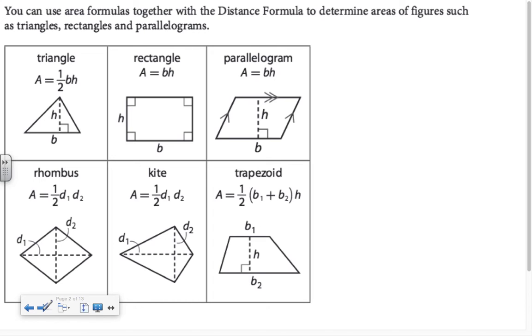Area involves formulas such as what you see on the screen. And the assumption in the textbook is that you've seen most, if not all, of these formulas before in middle school. These might be what I would consider to be new to some of you. But if you consider a rhombus and a kite as being broken down into triangles, you could still work the problem out. All right.